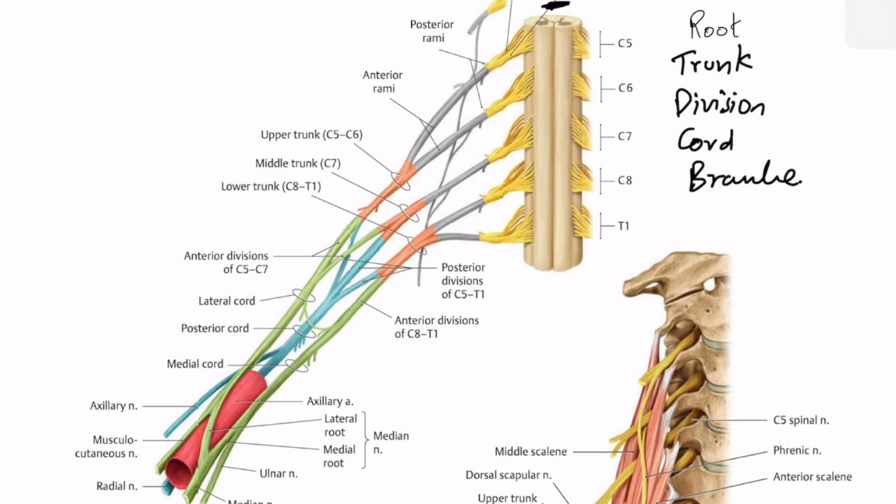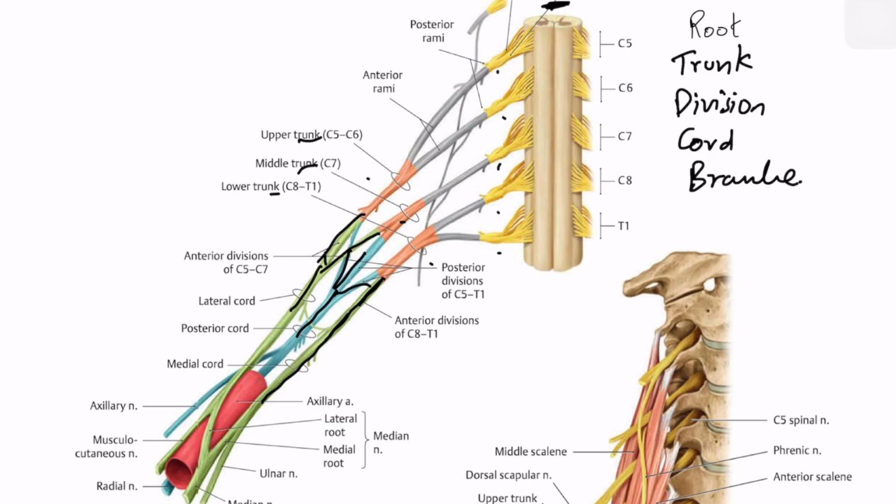So we can see the roots here. The roots join to provide the trunks: upper trunk, middle trunk, and lower trunk. Then they divide into anterior and posterior divisions. The two anterior divisions of the upper and middle trunks join to form the lateral cord. All the posterior divisions form the posterior cord. The lower trunk's anterior division forms the medial cord. This is how the brachial plexus is formed.